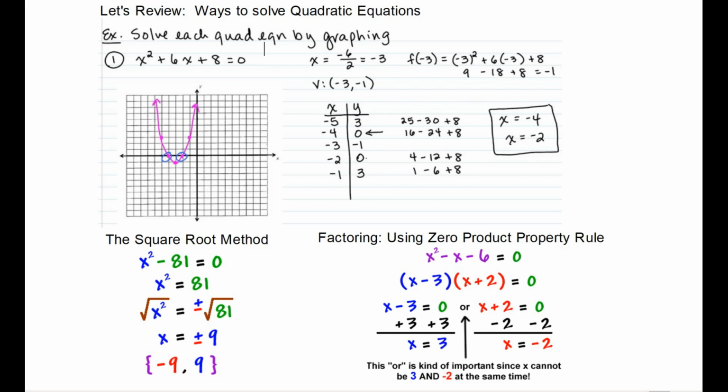Let's review ways to solve quadratics. Let's get on my favorite color. You already know what my favorite color is. Where is it at? It will be lava. All right, ways to solve quadratic equations. So we know how to graph.